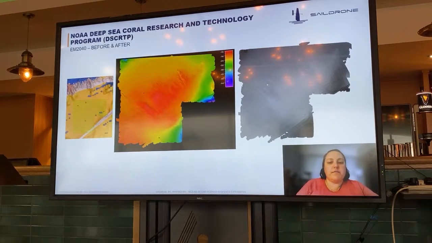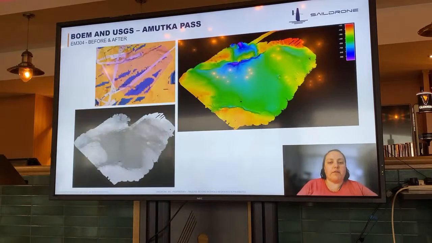So these figures, as I mentioned, are very, very lightly, if at all, processed. This is a real testament to how clean our data is coming out of the Kongsberg systems. This is the only area that we surveyed with the EM 2040. It took about 6 days to cover 380 square kilometers.